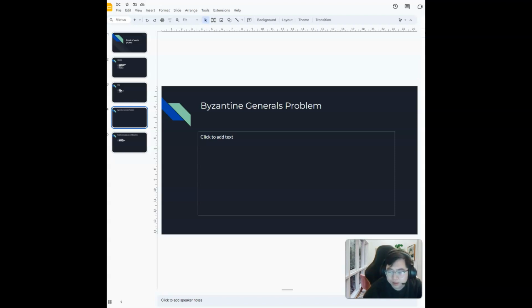The problem presents several divisions of the Byzantine army, each commanded by different generals, encamped around an enemy city. To successfully conquer the city, the generals must agree on a common battle plan. However, they can only communicate via messengers, and there is a possibility that one or more generals might be traitors who will try to confuse the others. The challenge is to find an algorithm that allows the loyal generals to reach agreement.